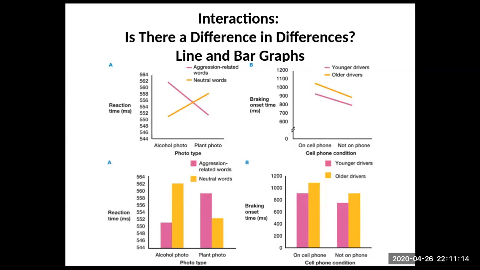That's why with one IV and 2 or 3 levels, a very simple experiment, we want to use a bar graph. For a factorial design, especially if the interaction is the most important thing, it is much, much better to use a line graph.